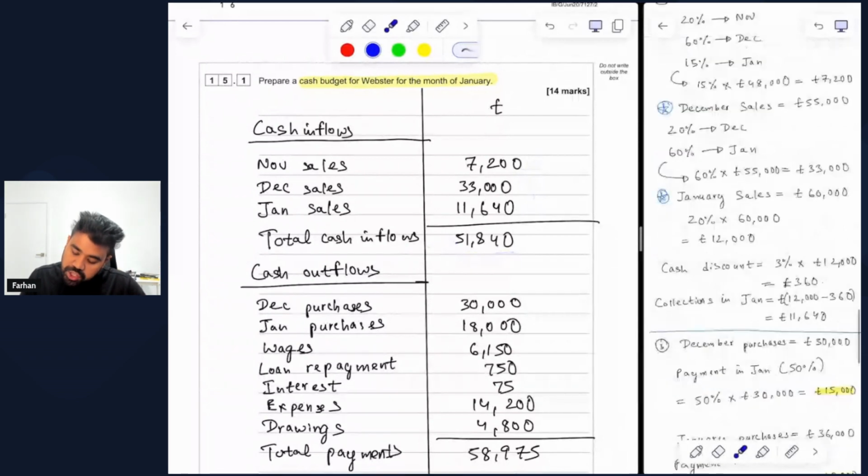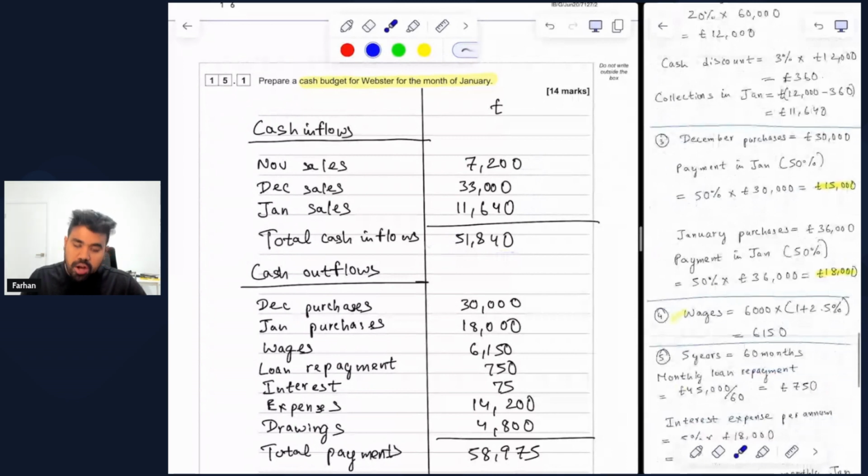Then we do the same thing for cash outflows. We already understand why we do not include November purchases. So we only have December purchases, which we are paying 50% in Jan, and that is £15,000. And we are paying for January purchases, which is 50% of £36,000, being 18,000. So if you check the left-hand side of the screen, you can see I've made a mistake here for December purchases. This should actually be 15,000. So let me just cross it out. And then you have the purchases for January itself, which you are paying 50%, £18,000.